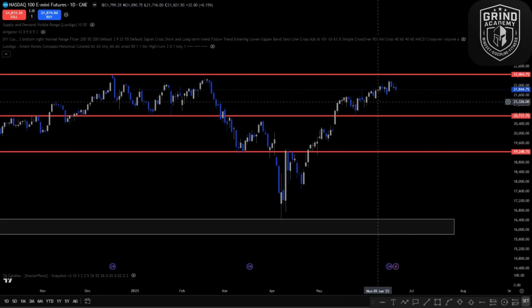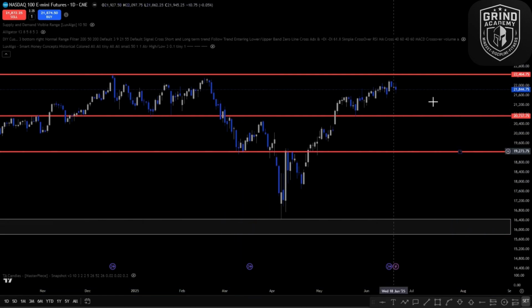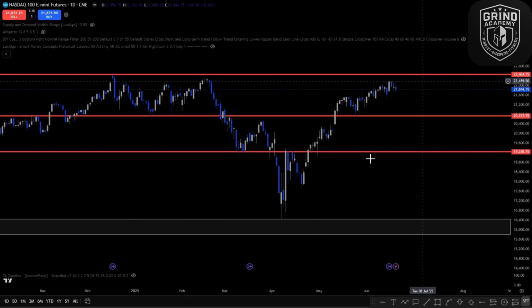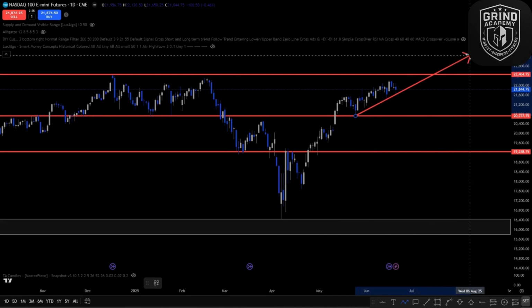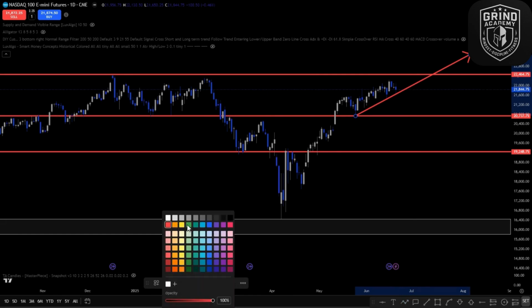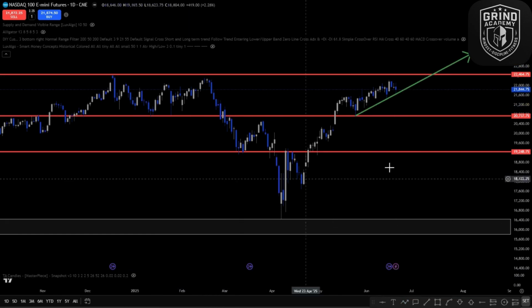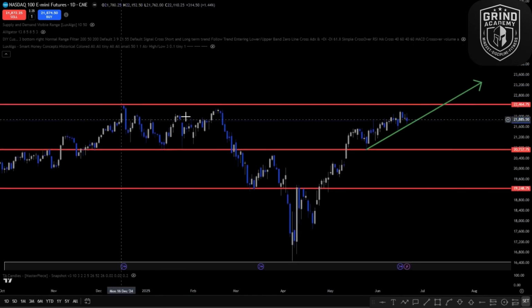After I have those zones marked up, I'm going to go to my indicator. As you can see now, we're on the uptrend. If you look here and follow that, we're currently on an uptrend, so I'm going to make that green. So we're on an uptrend on the daily chart, but we are approaching this zone here.